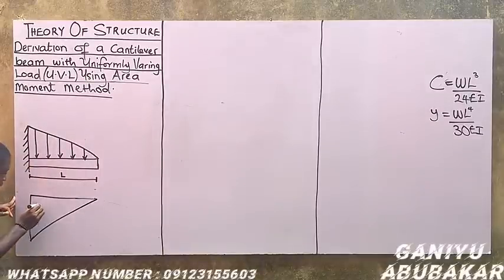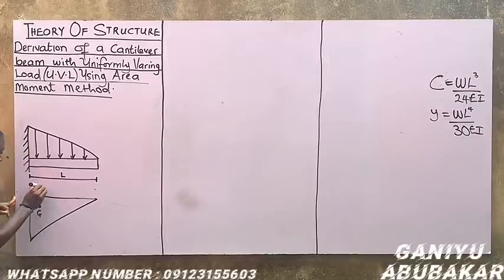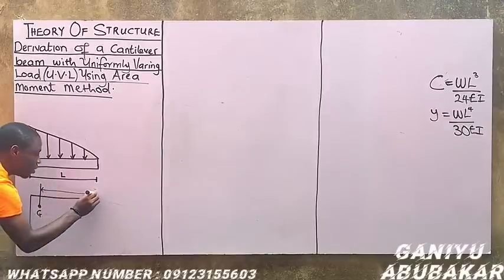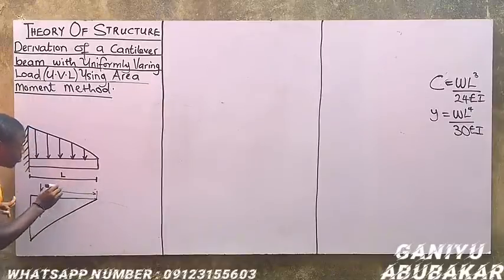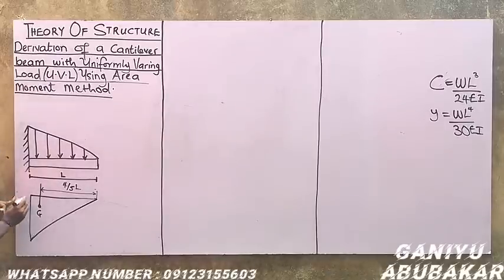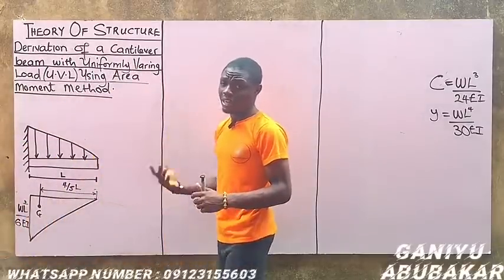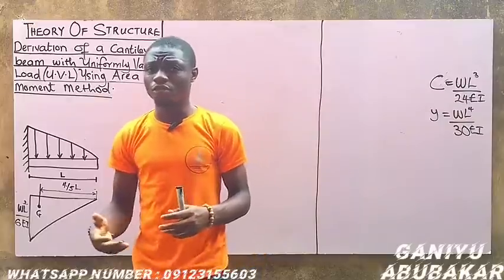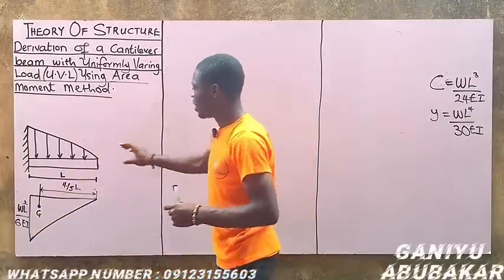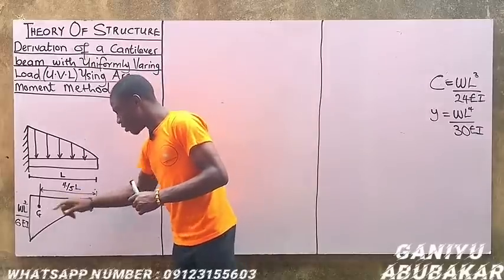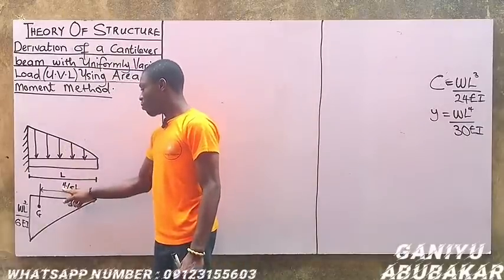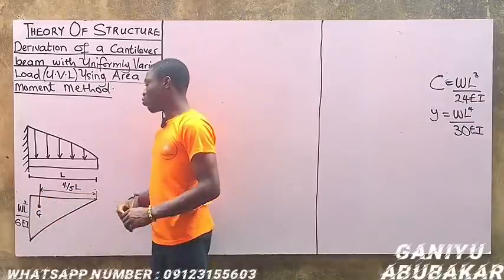So I'll pick a point here. I'll call that point G. That's my center of gravity. From here down here is given to be what? 4 over 5 of the length. The entire height here is given to be WL squared over 6 EI. So your task here is just to master the diagram. If you can master the diagram, you are good to go, right? So draw out your cantilever beam with varying load and master this, right? Center of gravity here is 4 over 5 L. The height is WL squared over 6 EI.